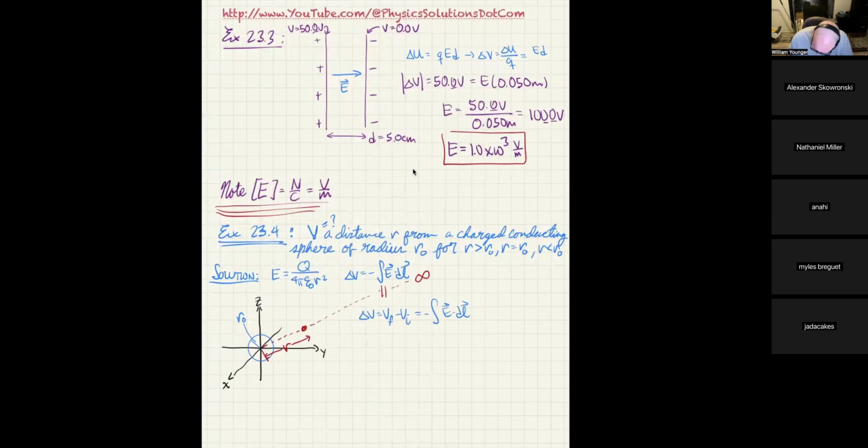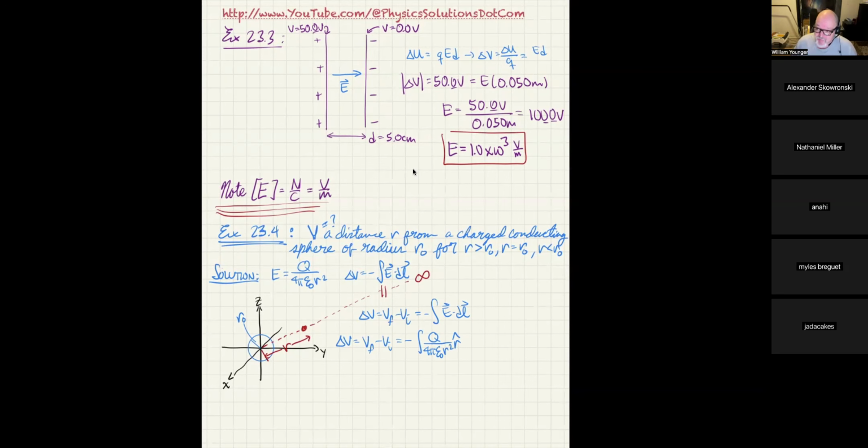And from that, we can say delta V is equal to V final minus V initial equals the negative integral. Now we have the electric field, and the electric field is going to point radially outward. So we can go ahead and say that's going to be Q over 4 pi epsilon naught R squared R hat.